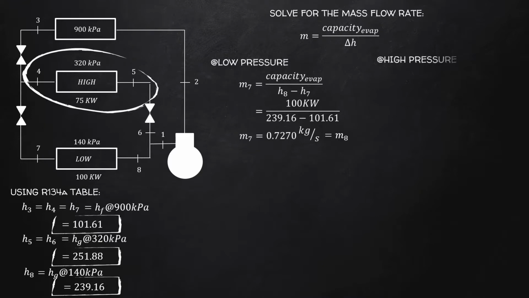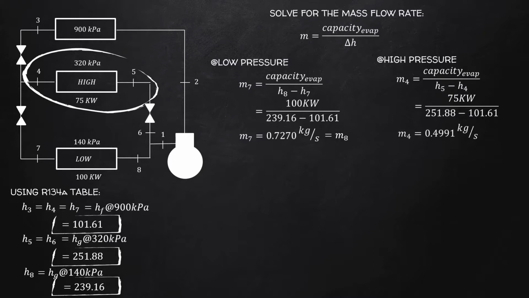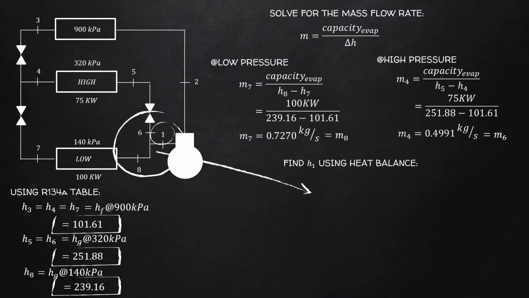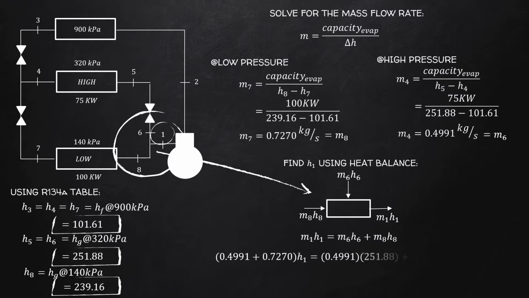At high pressure evaporator, mass flow rate at state 4 is equal to 75 kilowatts over 251.88 less 101.61. Simplify, and we got the value of M4, which is equal to 0.4991 kilograms per second. Mass flowing at state 4 is also equal to the mass flowing at state 6. Find the enthalpy at state 1 using heat balance equation. Substitute the values into the equation and simplify. And we got the value of H1, which is equal to 244.34.